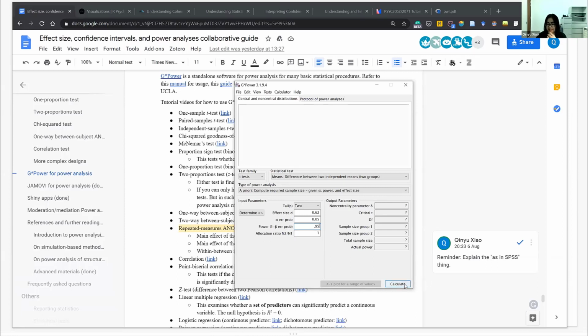We click calculate here, and it's going to show this graph and the results: how much power we have for this, and how many subjects we need to detect this effect size with this level of power.